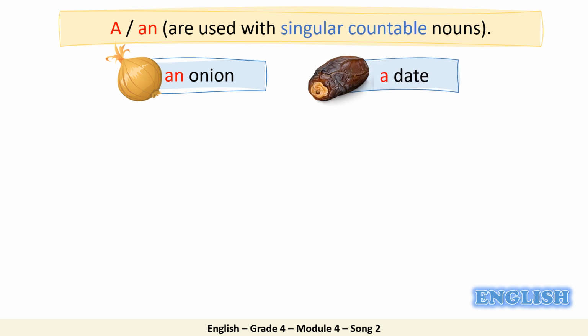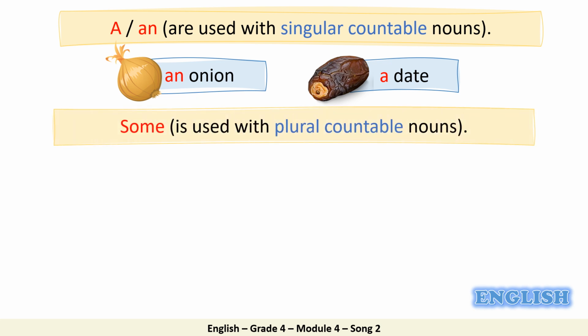Look at the next. A date. I can count dates. And why do I say a? Because the word date starts with a consonant. Let's continue.